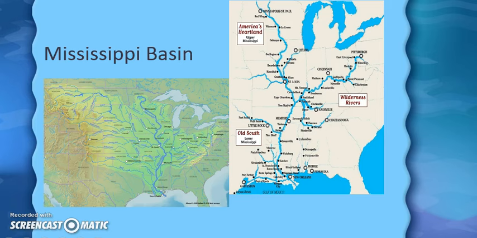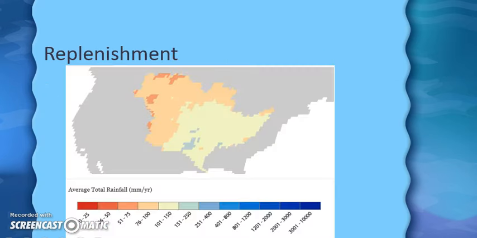The river itself is 3,766 kilometers in length and is the second longest river in North America, with the Missouri River being the longest and being a major tributary to the Mississippi River. The Mississippi River is replenished through rainfall and snowmelt. The greatest amount of average rainfall occurs during May and June, as shown in the map of the basin.